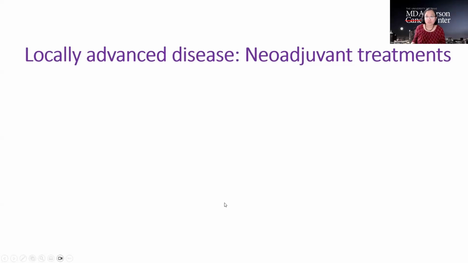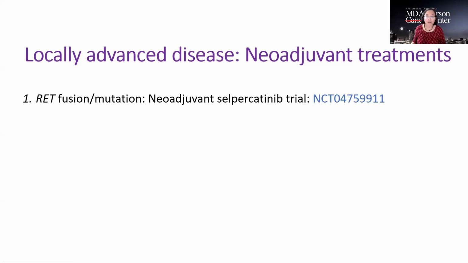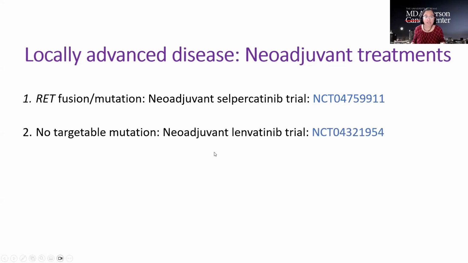So let's talk about neoadjuvant treatments and what those are. We currently have a lot of clinical trials looking at neoadjuvant treatment. What does the term neoadjuvant mean? Neo means early, or before definitive treatment. Adjuvant means an additional treatment, but before definitive treatment, which is your surgery. One of them, currently open and enrolling, is a RET fusion or RET mutation directed trial, where we use the drug selpercatinib before surgery. Then if you don't have any targetable mutation, you can even use lenvatinib.